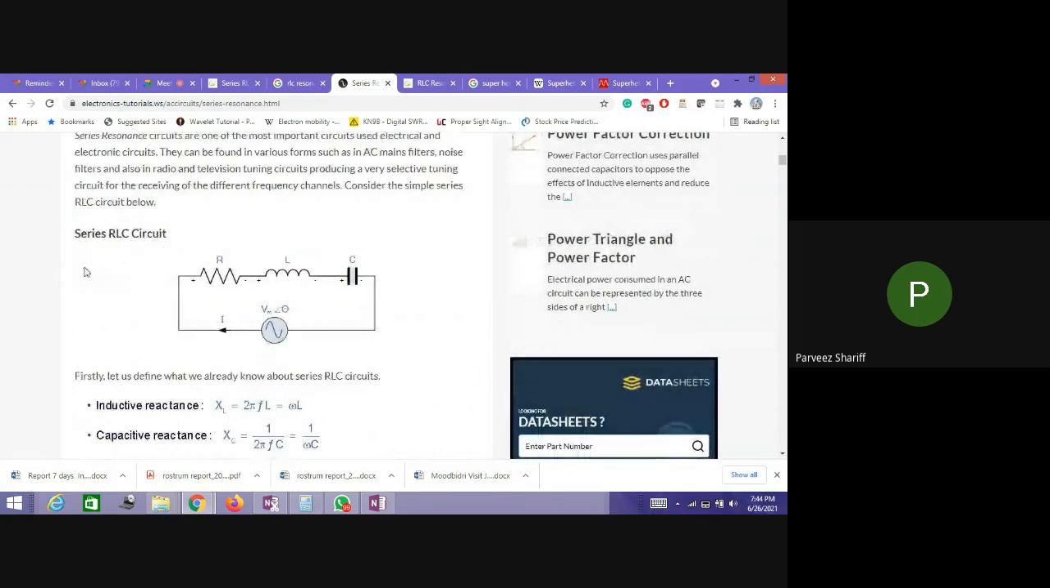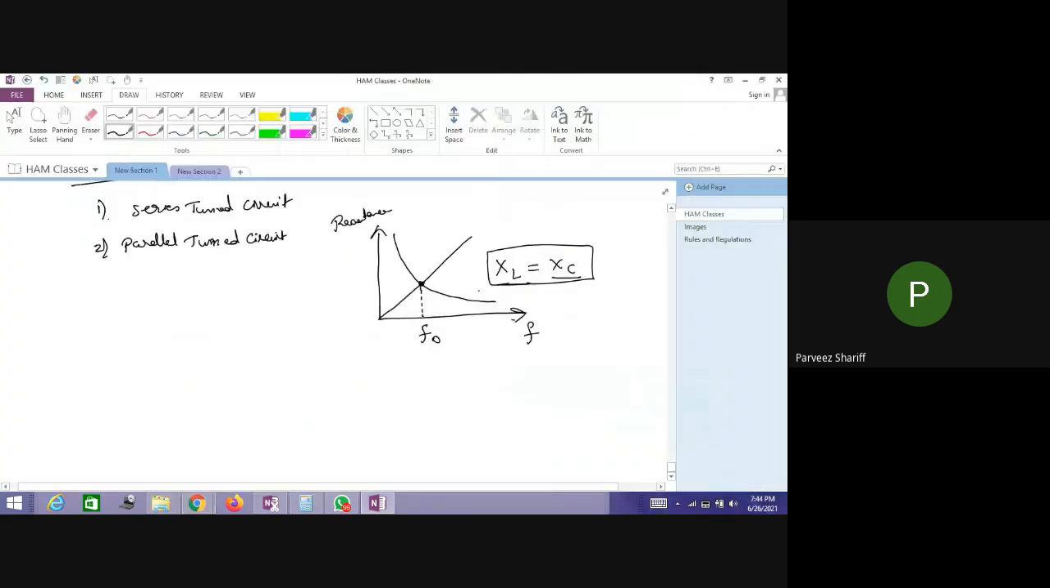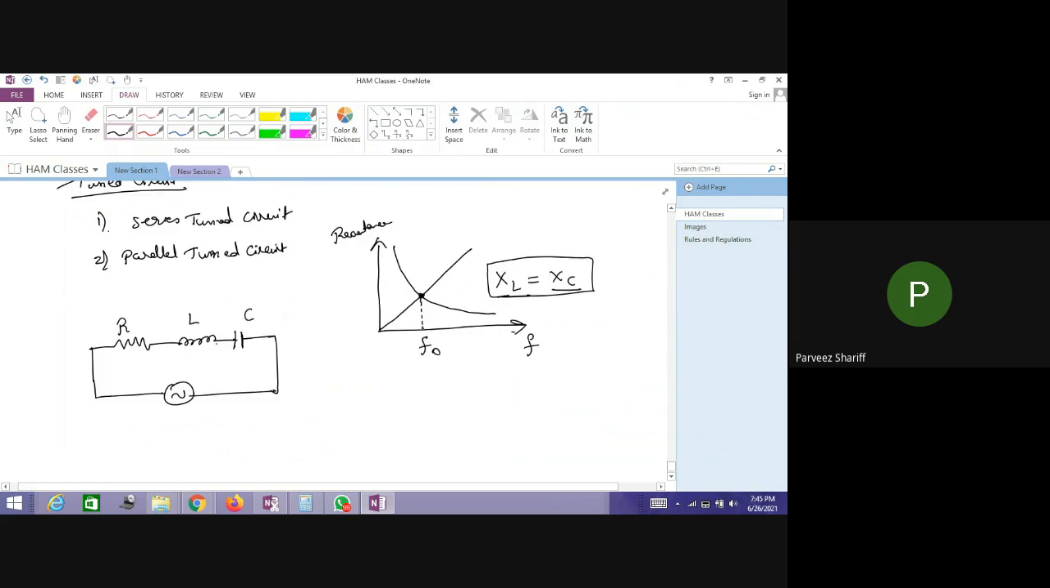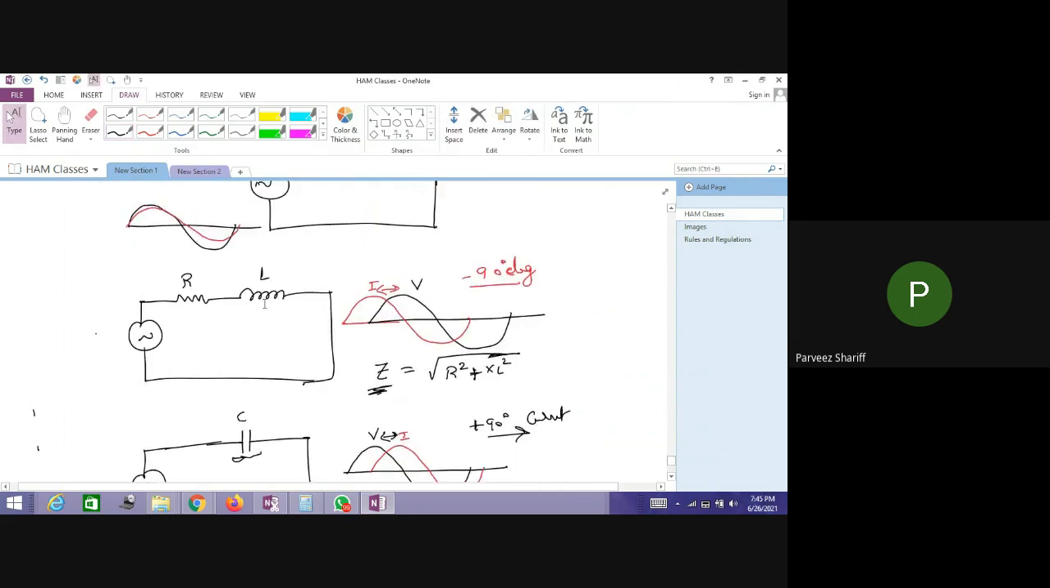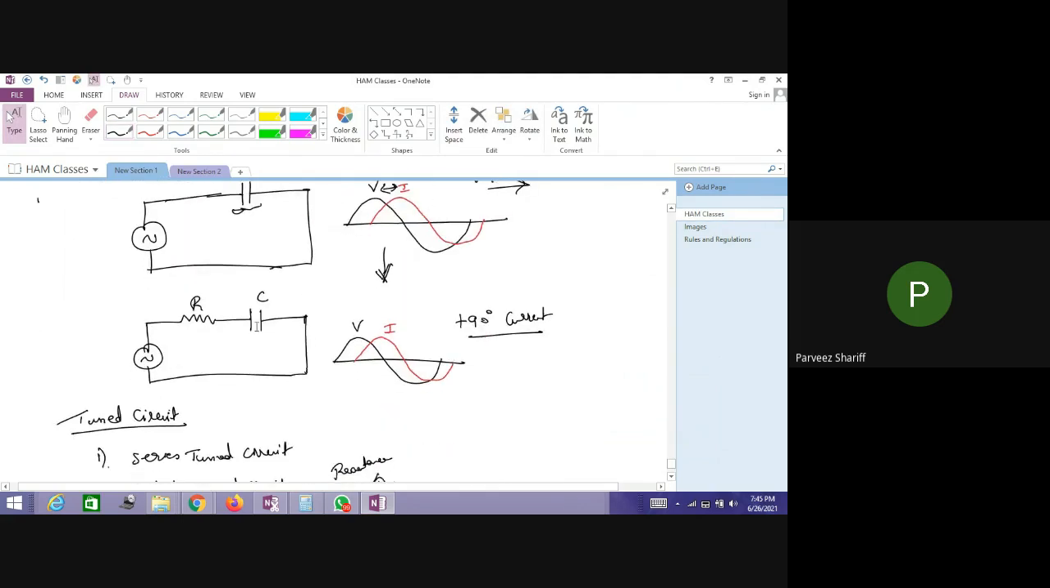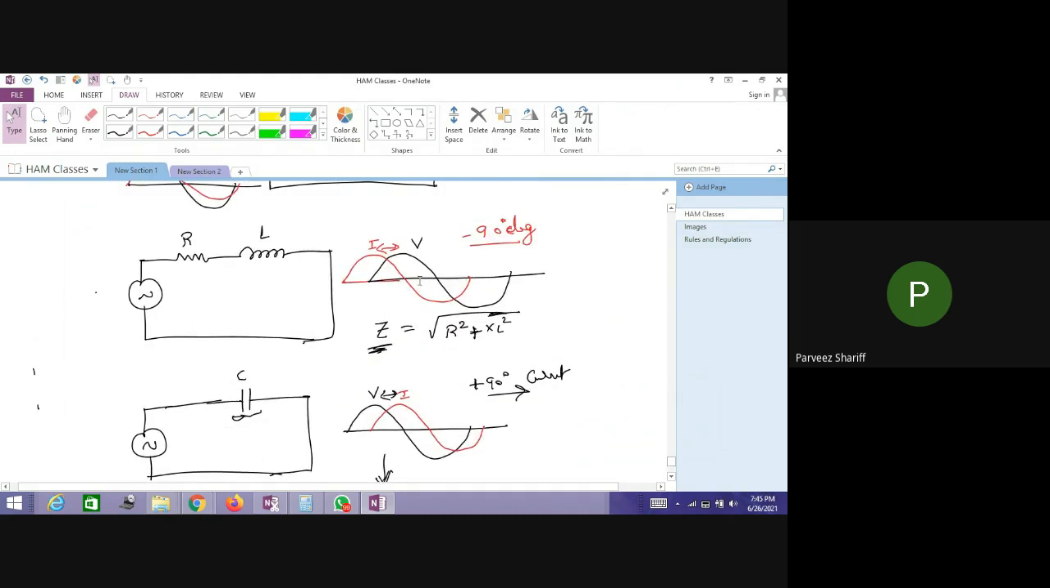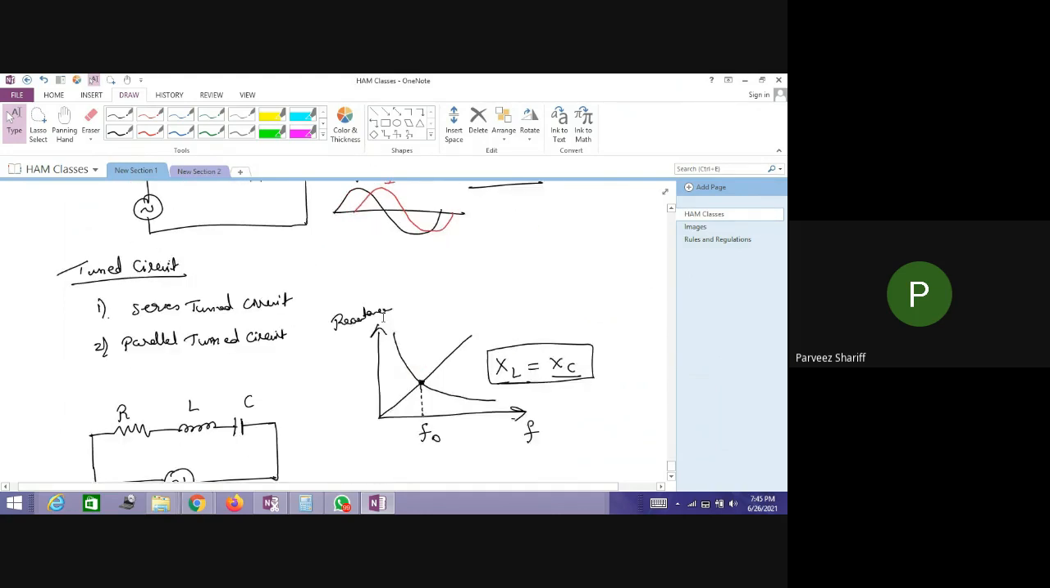So if we talk about the series resonating RLC circuit, we have a circuit which has a resistor in series with an inductor and a capacitor, connected to an AC signal. This is R, L, and C. Now we have both the inductor and capacitor, whereas in the previous discussion we took them separately: only inductor, only capacitor. Now the phase shift in the current and voltage, we have to observe very properly.